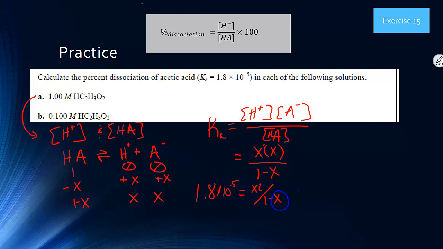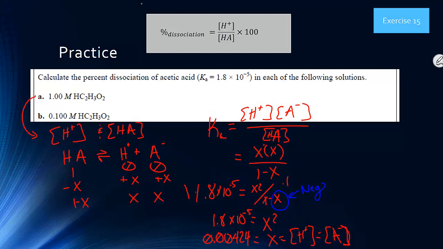Again, we can always negate this denominating x. So 1.8 times 10 to the minus 5th times 1 on both sides to cancel it out gives us x squared. So the value of x comes out to be 0.00424. Now that is the concentration of our hydrogen ions and the concentration of the acetate anion, if anyone was curious, but we can use that to determine the percent dissociation.